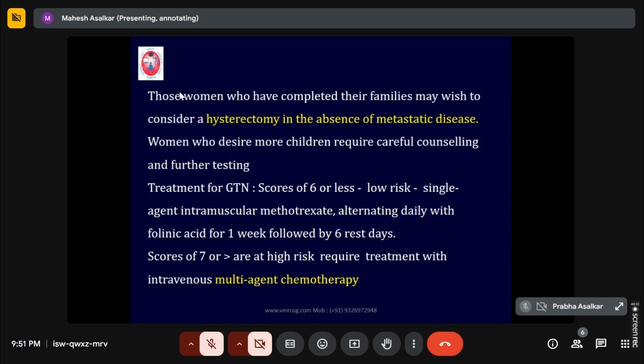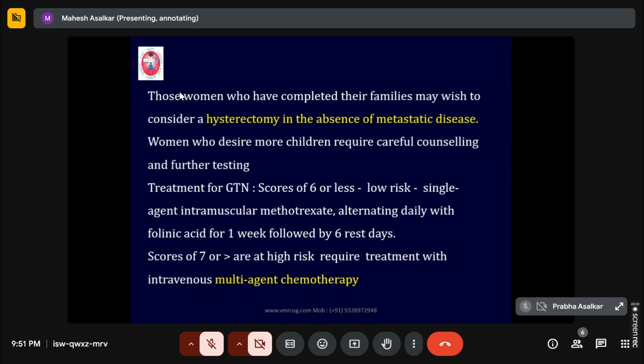Treatment for GTN. Now here the scoring system has come. Now you have a GTN, you have to do the scoring as per the FIGO 2000. Scores of 6 or less is a low risk and single agent intramuscular methotrexate alternating daily with folinic acid for 1 week followed by 6 days rest. So only methotrexate is required along with folinic acid. If you have a score of 7 or more, they are at high risk and require treatment with IV multi-agent chemotherapy. So 7 or more will require a multi-agent chemotherapy.